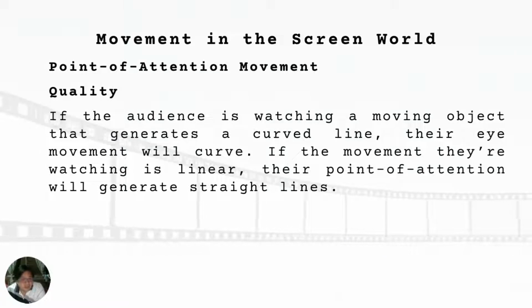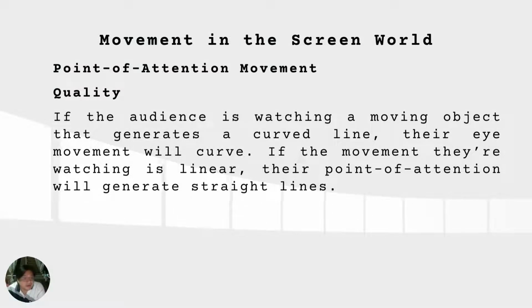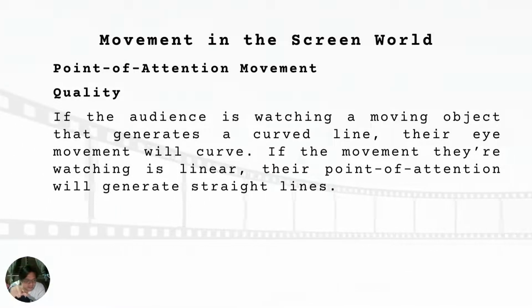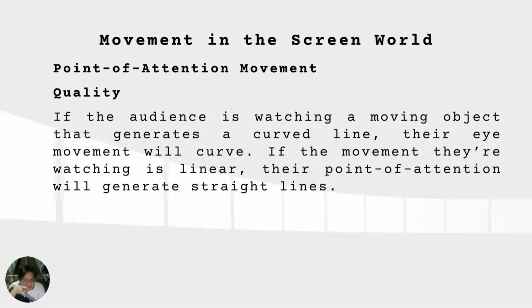Next is quality. If the audience is watching a moving object that generates curved lines, their eye movement will curve as well. So if it's curved, then of course, if a moving object has already caught the audience's attention, well, when it moves in a curved line, of course, that's the time that the eye follows the curved line. Their eye movement will curve. If the movement they're watching is linear, then the point of attention will generate straight lines.